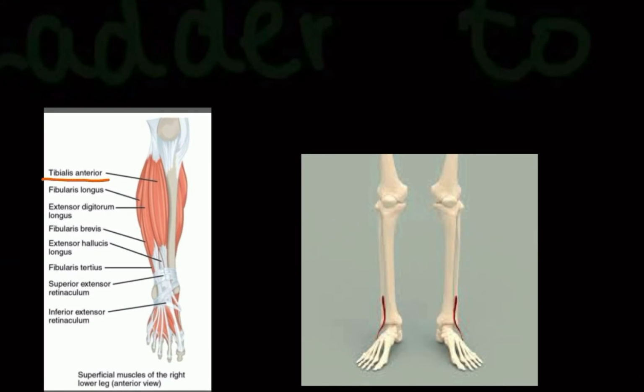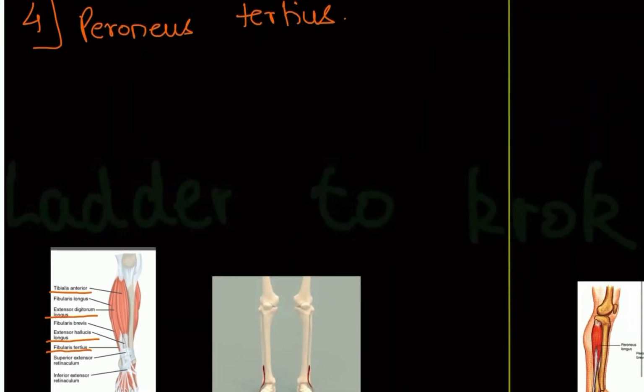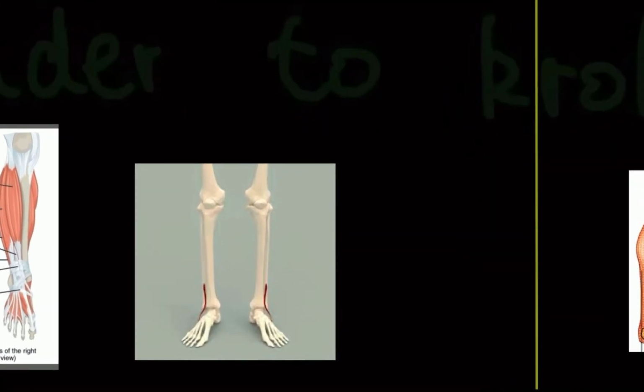So you have tibialis anterior present on the anterior side. Okay. You have extensor digitorum longus. You have extensor hallucis longus. And you have fibularis tertius. Now this fibularis tertius, peroneus: I told you, whenever there comes peroneus, instead of peroneus you can write fibularis. Okay. So fibularis tertius and peroneus tertius are one and the same.